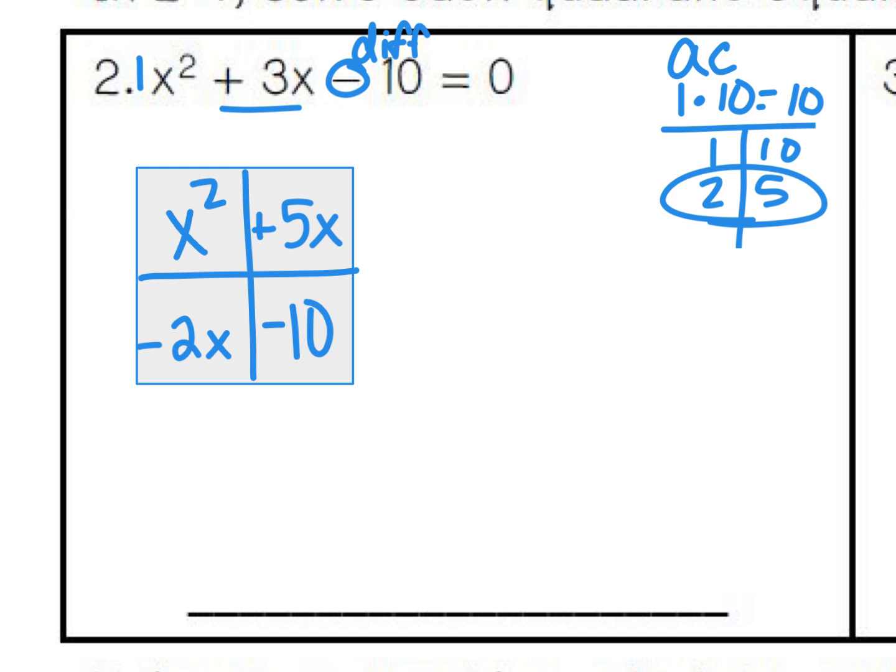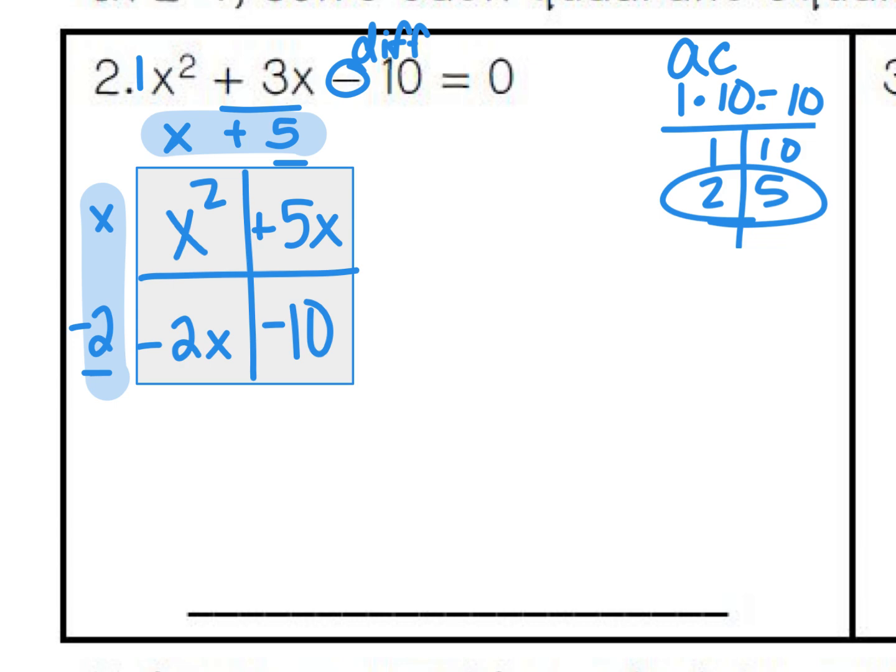So now that we have our box filled in, this is where we were taking our GCFs, right? Or in this case, x squared. What's the only thing that makes x squared? x times x. And then we're saying something times x is 5x. What's going to go there? Positive 5. And something times x is negative 2x. Minus 2. So our factors are x plus 5 and x minus 2.